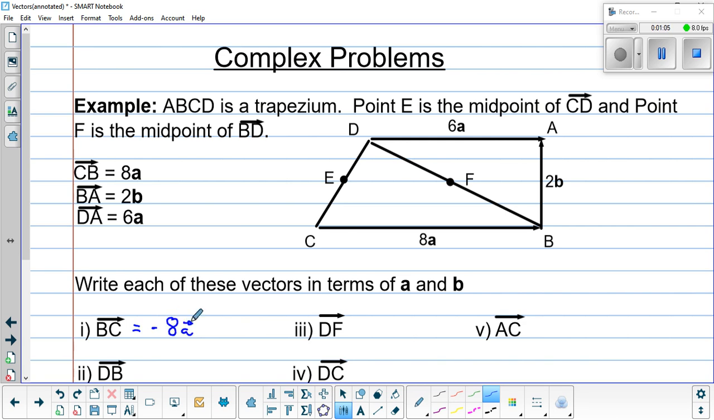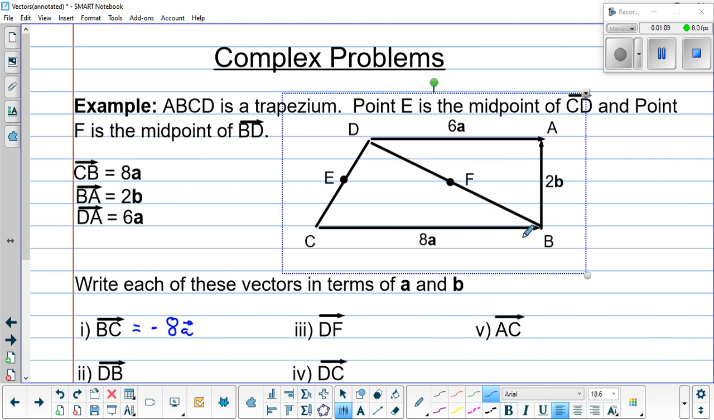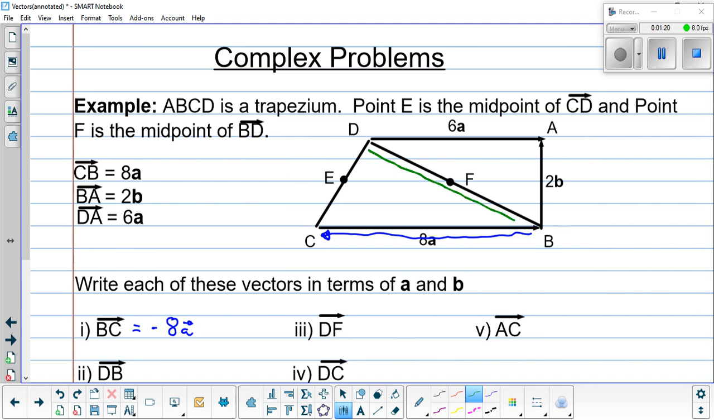Now we're looking for DB. I am going to draw in really bad arrows here to demonstrate what I'm doing. So DB, we're going D to B. That's our next one we want to do. So how do we do that? Well, let's just add vectors.